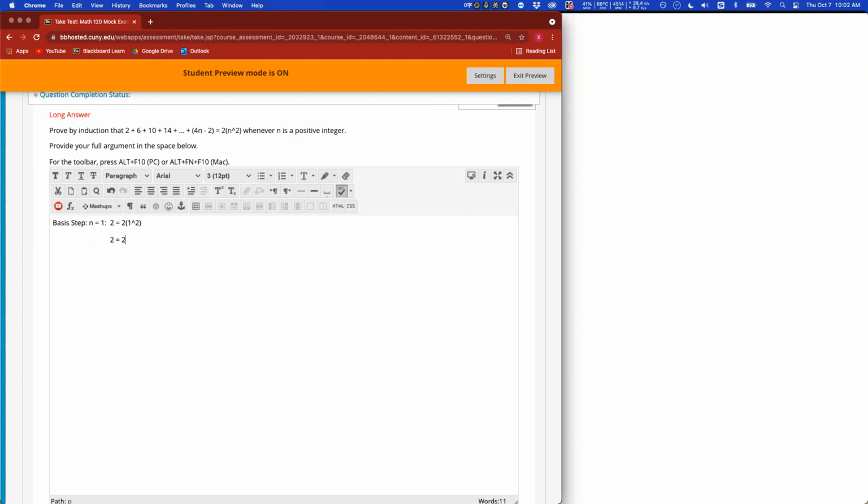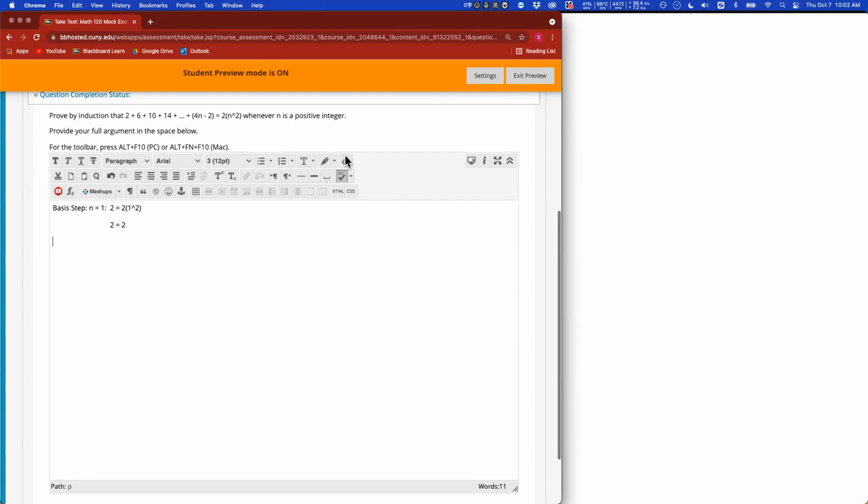And that will give you 2 equals 2. And notice that if you want to do indentation, or if you want to have space, you can only type space. You cannot use tab. The tab key does not work in the text box. Okay, so this is your base case. You show that they equal each other. Then you have your inductive step.